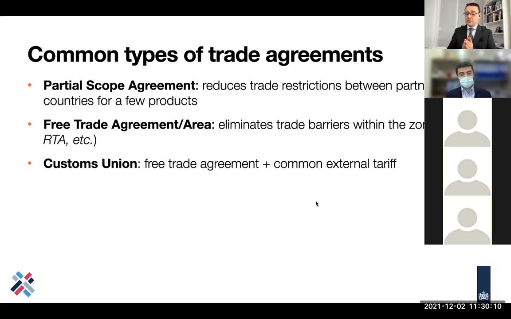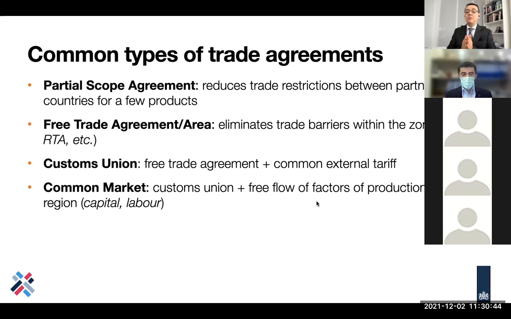Then there are customs unions. Customs unions are an FTA, so a free trade agreement, free trade, no tariffs at all between members, and a shared external tariff, a common external tariff. So all the members of this agreement, like the EU, for example, to an extent, have free trade within themselves and a common tariff that they share towards third parties. Okay?